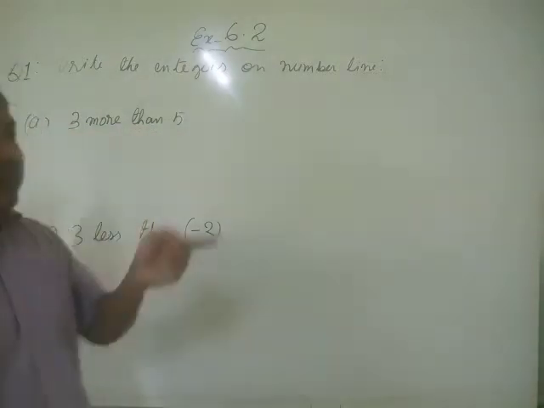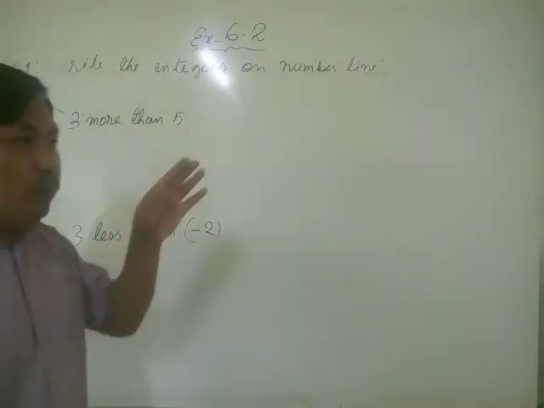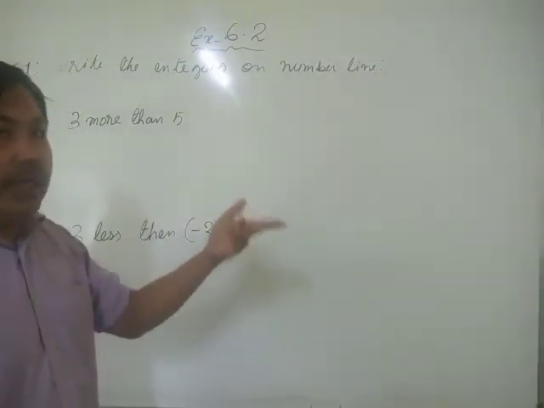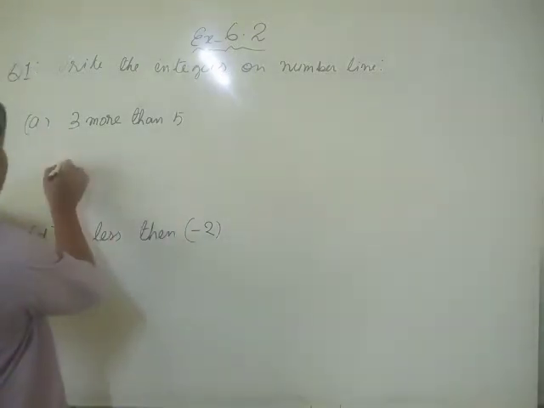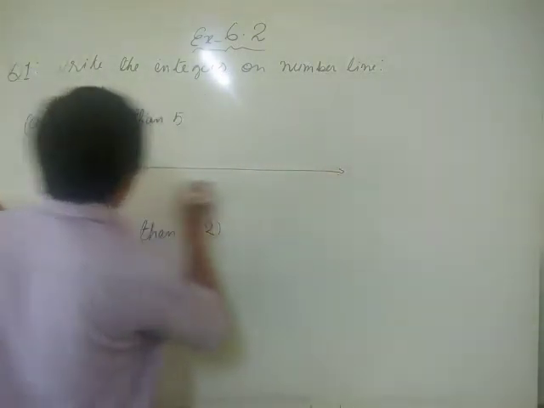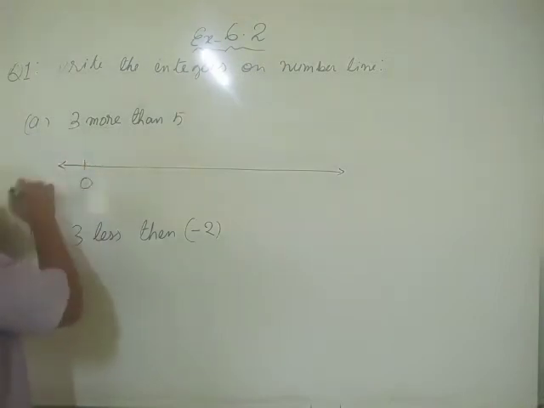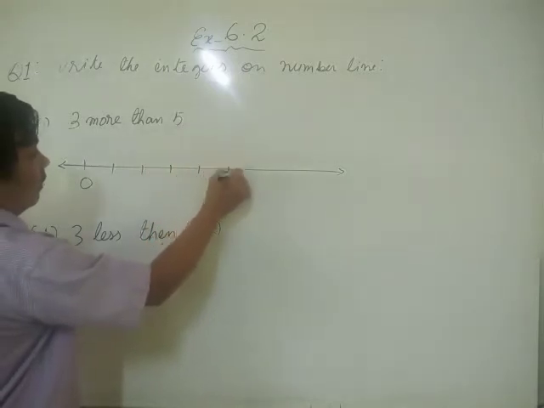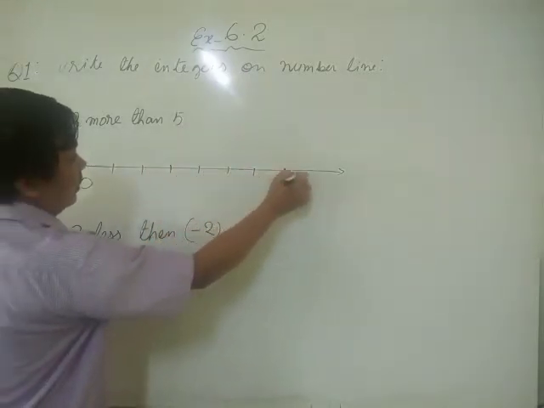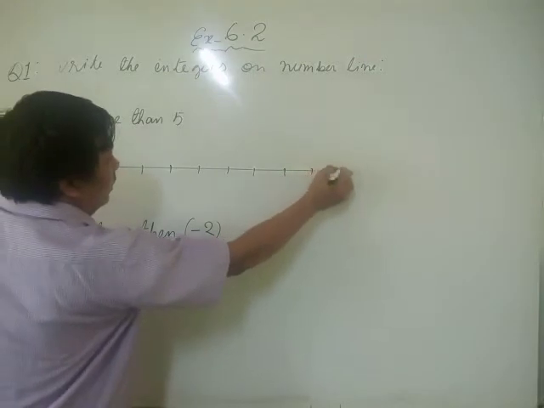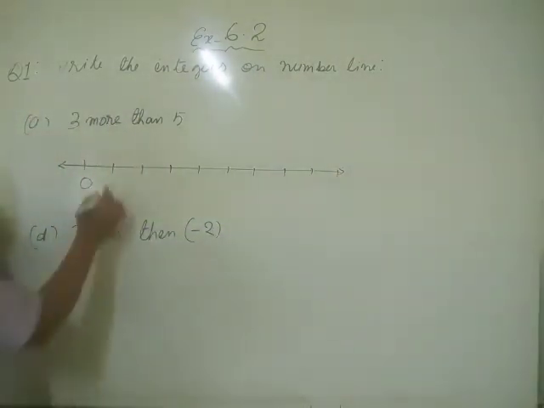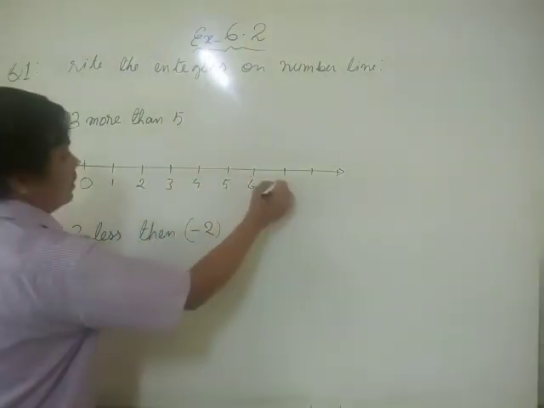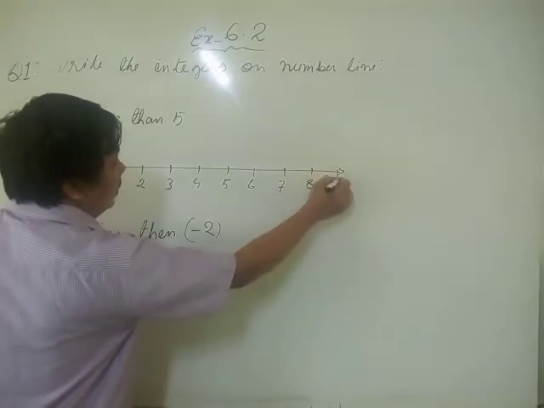What is the integer? What is the number that is 3 more than 5? 5 is there, but 3 more means 8. How can we write it? You see here, we draw a number line like this, and then start from 0, 1, 2, 3, 4, 5, 6, 7, 8, 9, and we can continue this way.